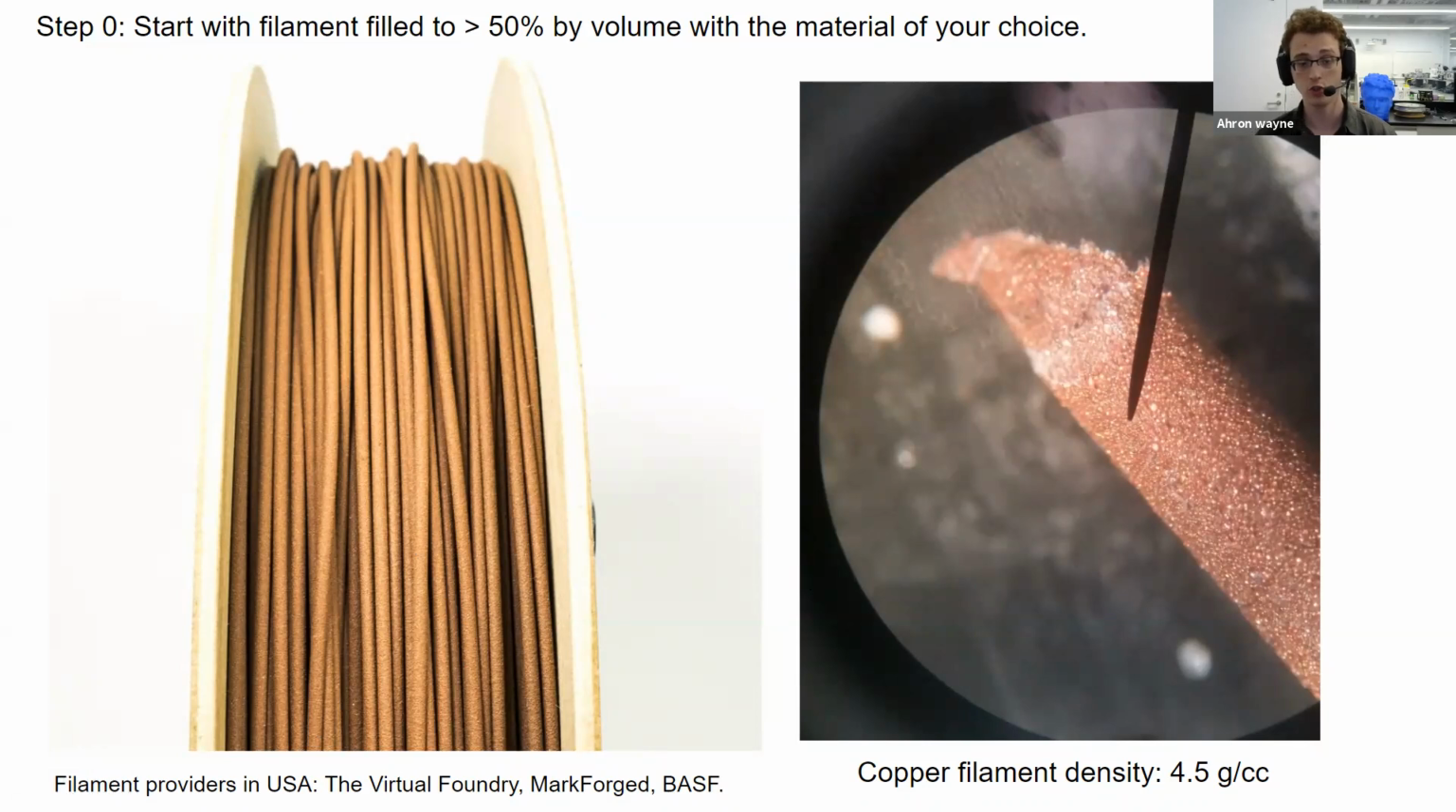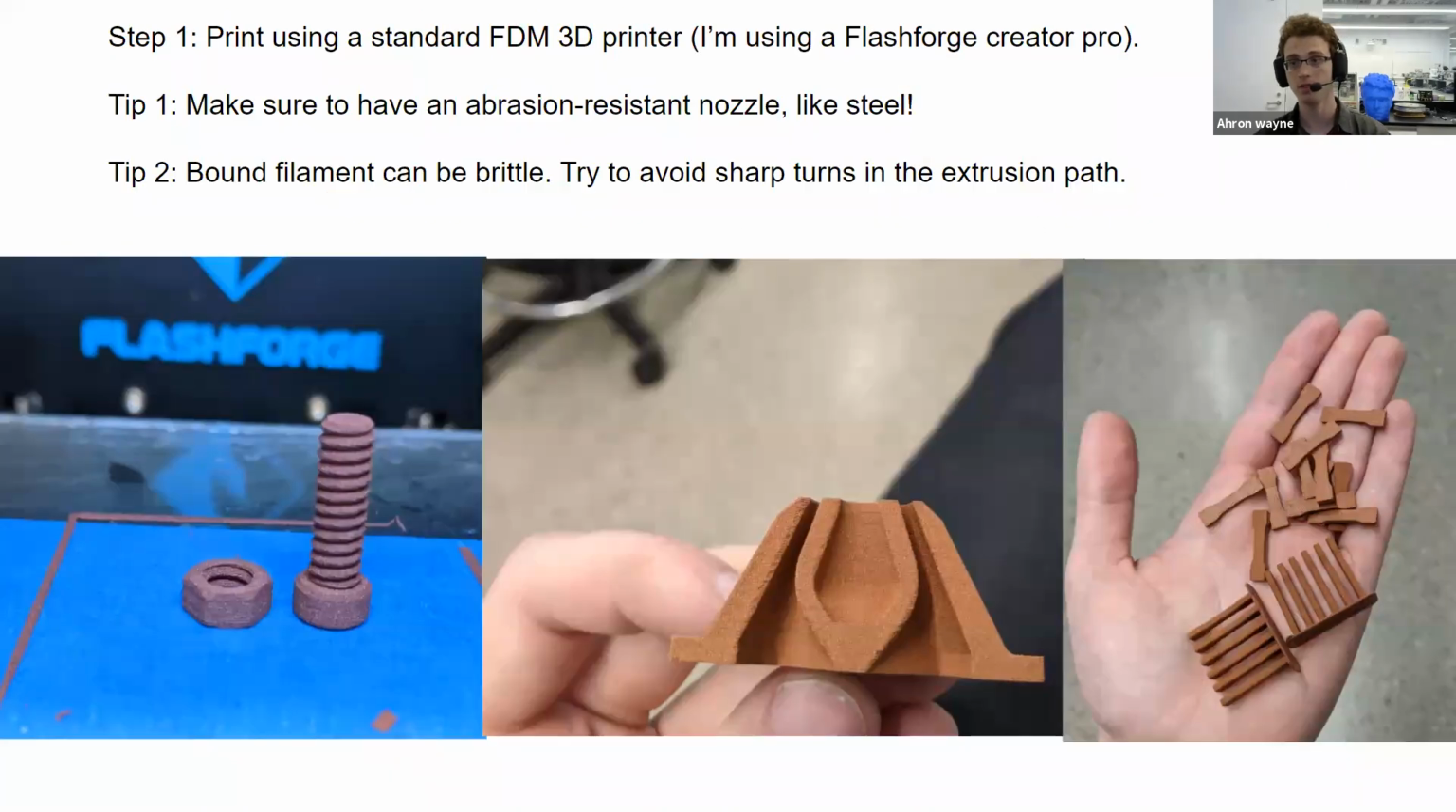Whereas the Virtual Foundry has a larger selection, sells to consumers, and their process is meant to be compatible with just kind of hobby level equipment. So this is the one that I'm using, the Virtual Foundry. And then this is just the filament close up. We can see that it has little copper powder embedded into the structure of the filament. In the next step, we actually print with this.